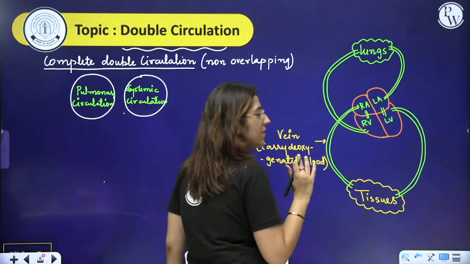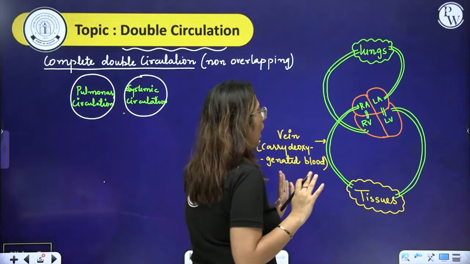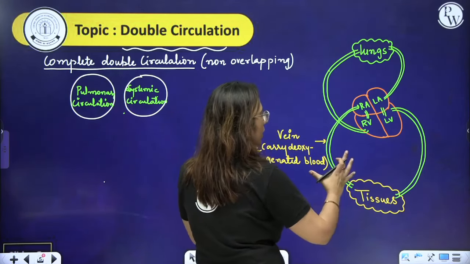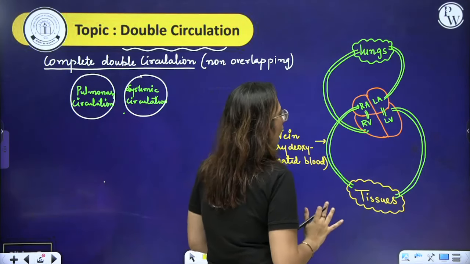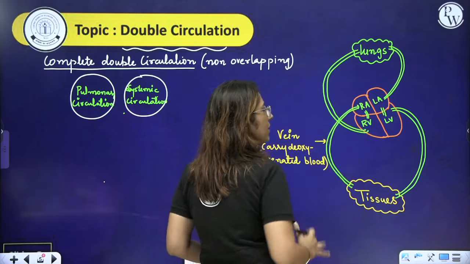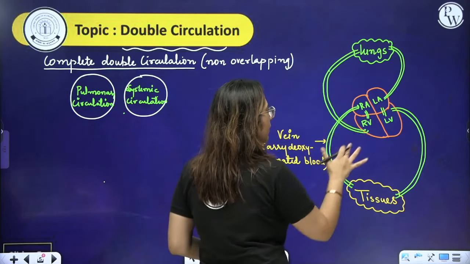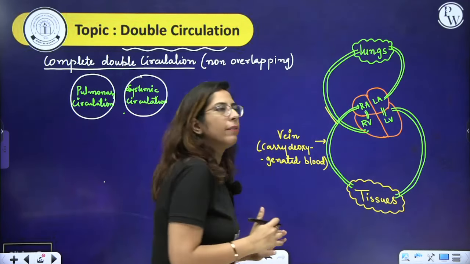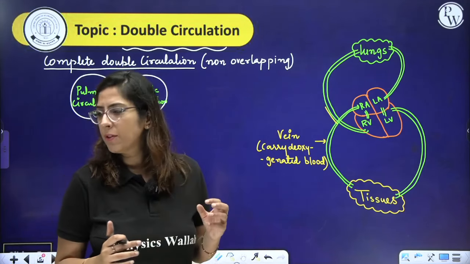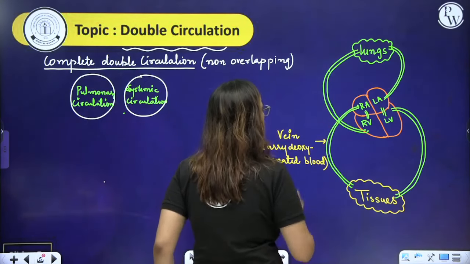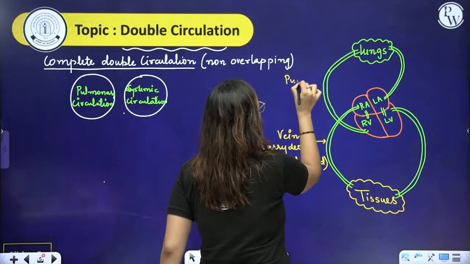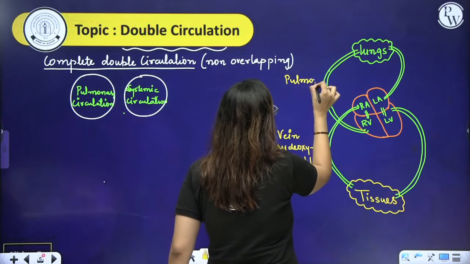And you should always remember, veins reach up to the heart. They start from the organ; their destination is always the heart. Now it has reached up to the RA, then the RV. Now from here, there will be a pulmonary structure arising. And what is that? That is termed as the pulmonary artery.